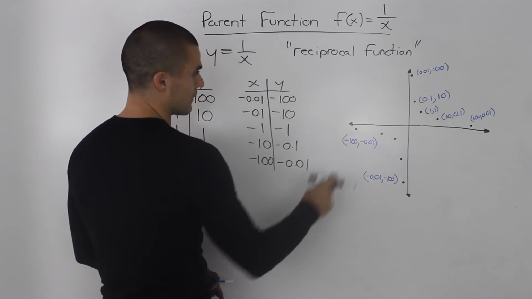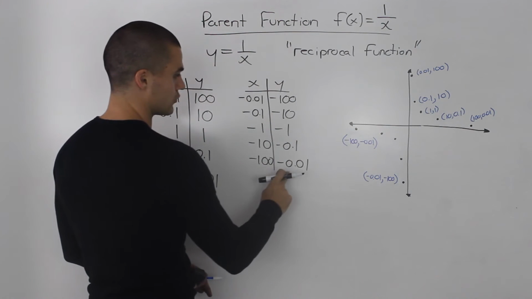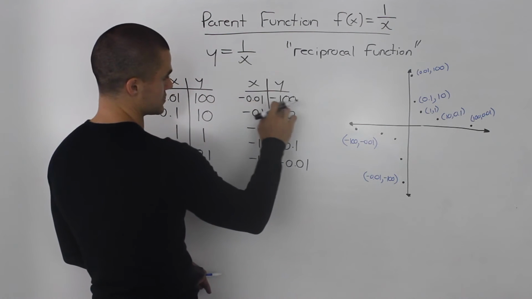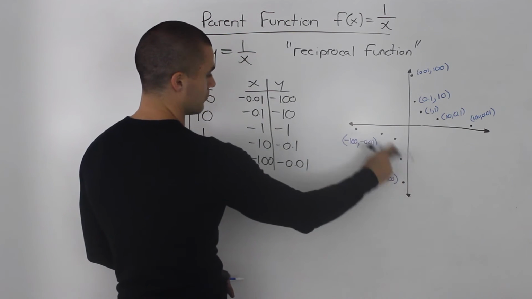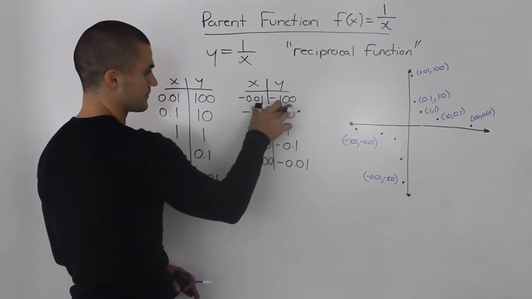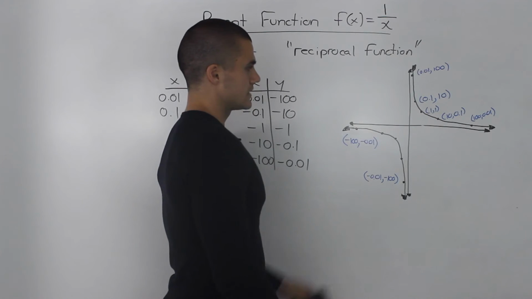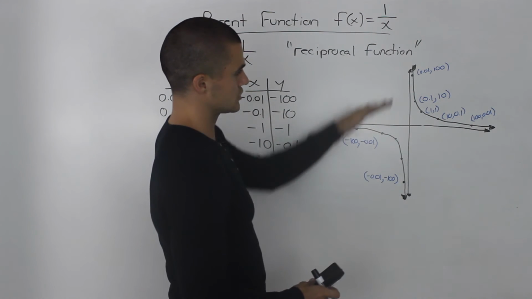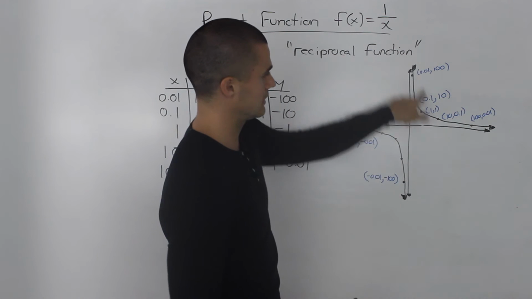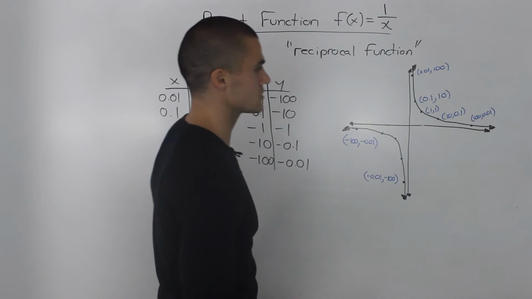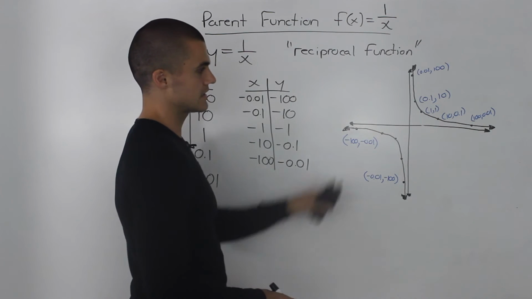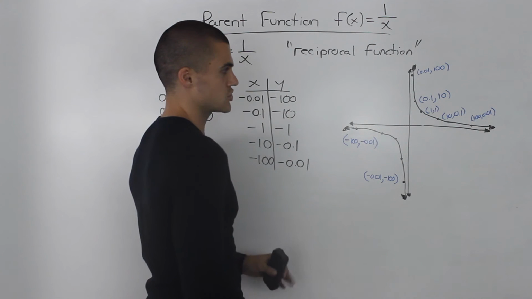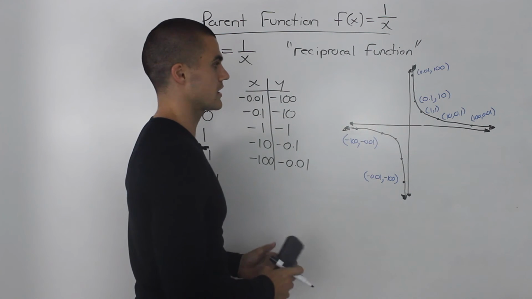And then same thing for the negative values. This point here represents negative 100 and negative 0.01. And then this other last point represents negative 0.01 and negative 100. And then all of the points here are these values in the table. Taking all of the points that we plotted and then connecting them, we can see that the shape of the graph looks something like this. The shape of the graph y equals 1 over x. Now again, this graph is not to scale. These points were not to scale, but in general, this is how the shape of the reciprocal function looks like.